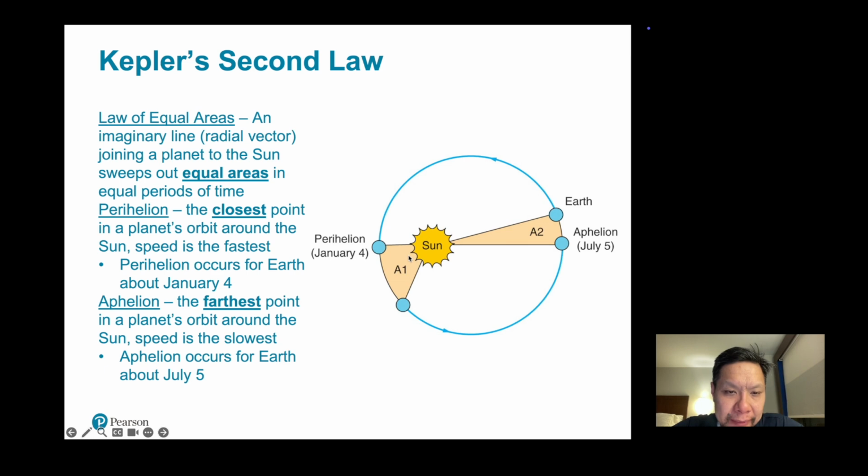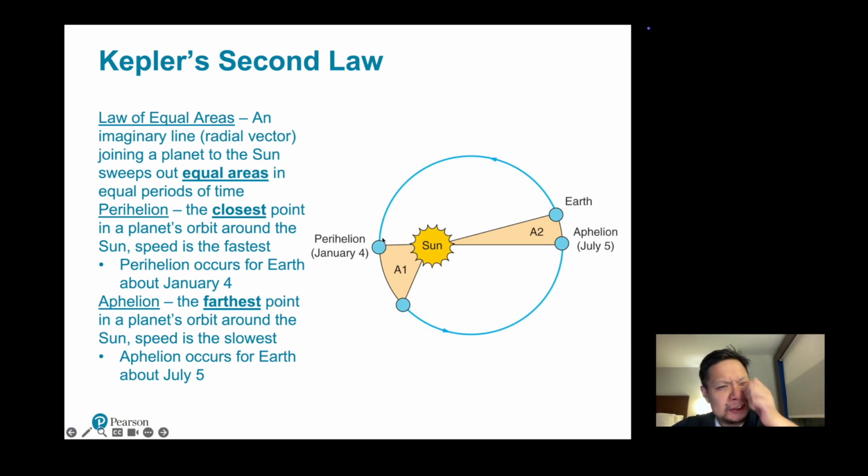Say at the perihelion, which is January 4th, you wait 5 days, and you calculate the area that's between the sun and the Earth's orbit right there. And you do the same thing at the aphelion, which is on July 5th: wait 5 days, and you calculate the area between the Earth's orbit and the sun. These two areas are the same. We call these sweeping areas, and that would be the law of equal areas, okay?